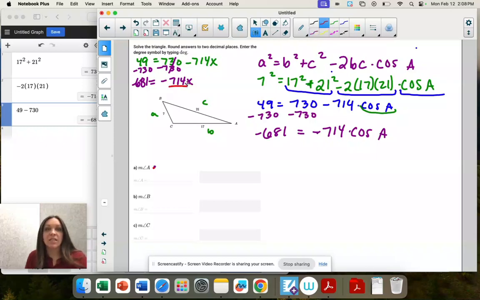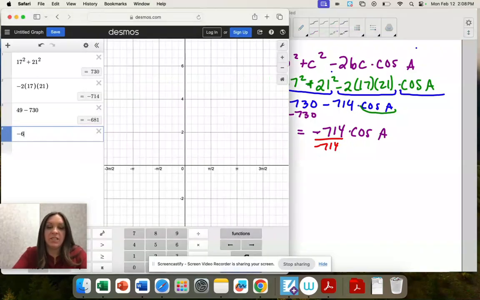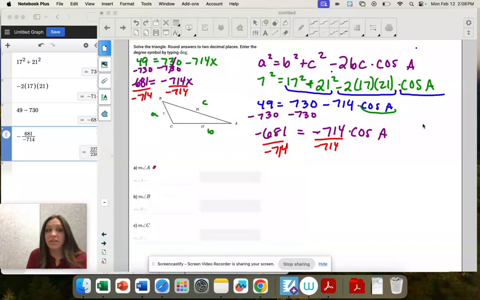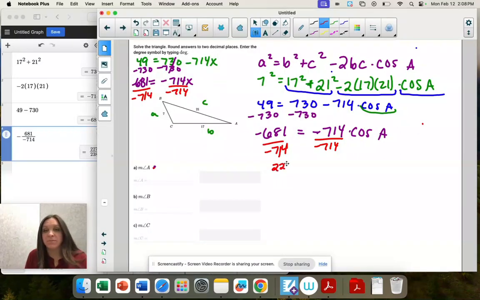Okay, then the next thing you would do is divide by negative 714. That's how you would get x by itself. That's how we get cosine by itself. So I'm dividing by negative 714. Negative 681 divided by negative 714 is 227 over 238. That's really ugly, but it's okay. All right, now we have cosine by itself.